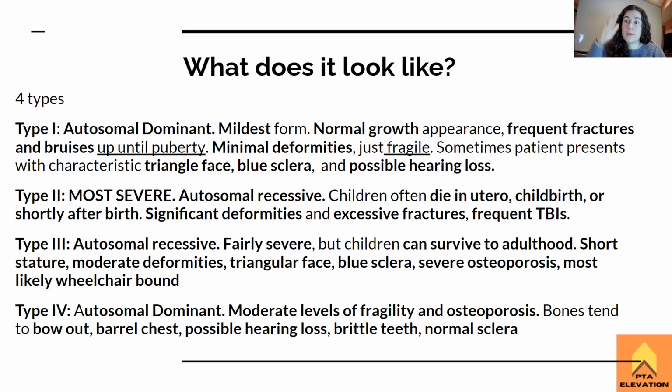Sorry for my visuals, but it's kind of a squished and wide chest. They might have possible hearing loss, brittle teeth. And with this individual, type 4, their sclera look just like ours, more whites in my eyes, just a normal looking kind of thing. But we have to understand these individuals are still at risk for fractures. Every individual with osteogenesis imperfecta is at risk for fractures with mild interactions, collisions with things, and stuff of that nature.